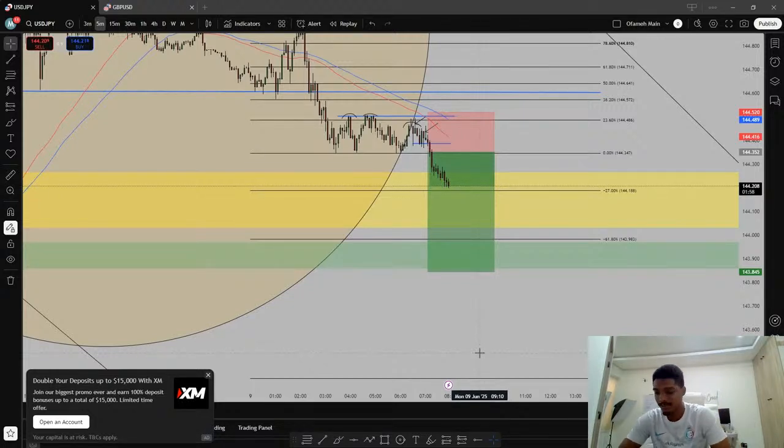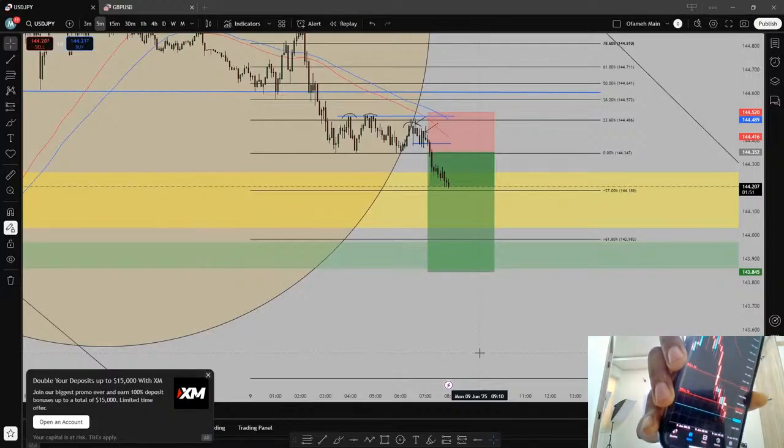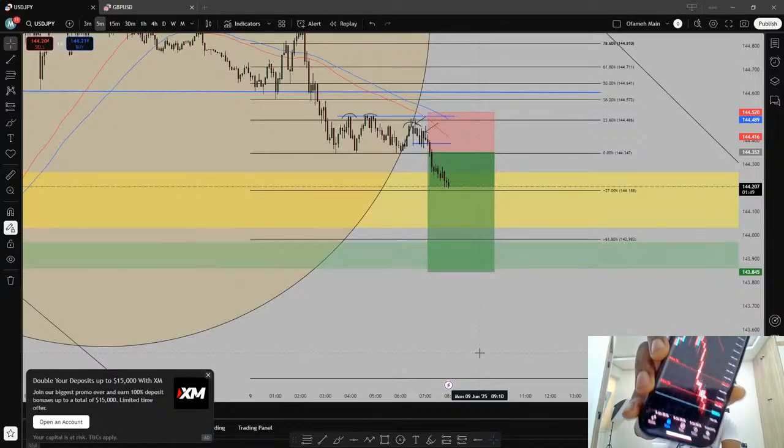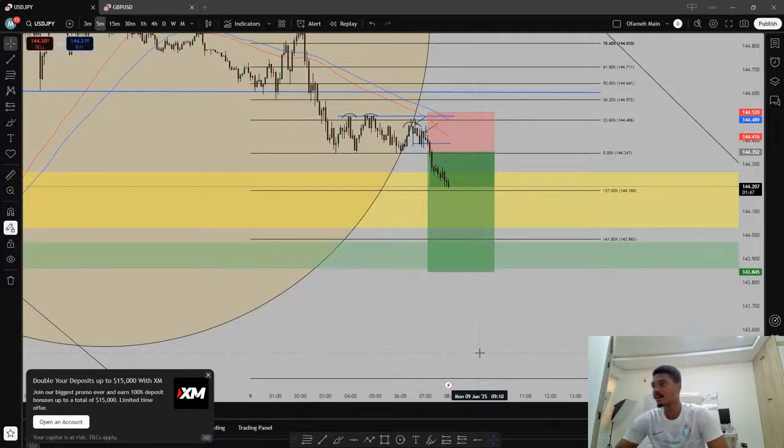So this is my trade. Are you guys seeing this? We are still going down, making profits. I'm up $2,000.